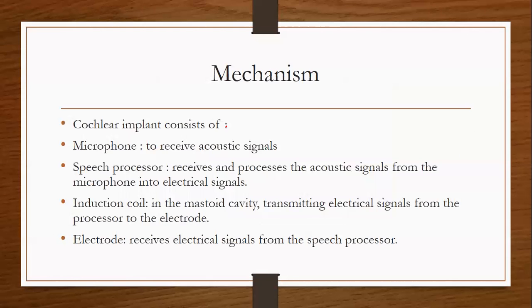The mechanism, how it performs. Cochlear implant consists of a microphone, same as that of hearing aid, to receive the acoustic signals. Speech processor receives and processes the acoustic signals from the microphone into the electrical signals. Induction coil in the mastoid cavity transmits electrical signals from the processor to the electrode. Electrode receives electrical signals from the speech processor. The main parts of cochlear implant include microphone, speech processor, induction coil, and electrode.